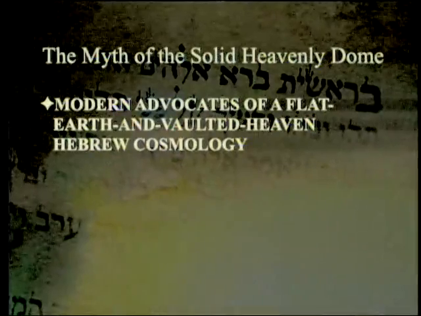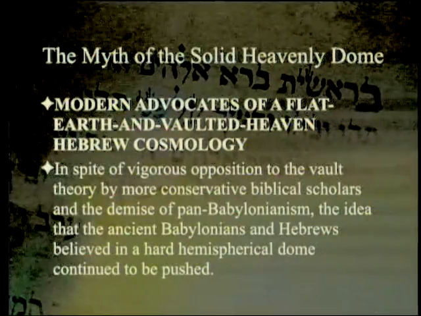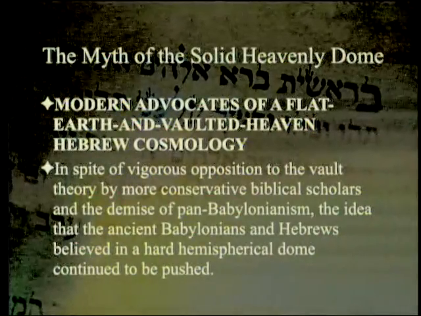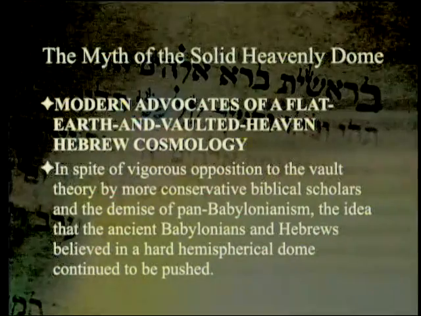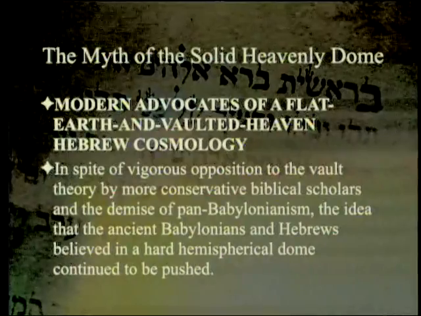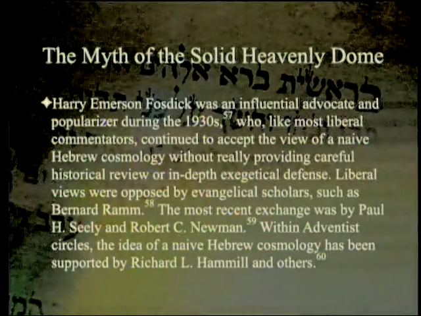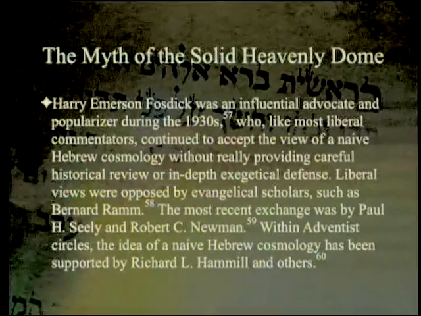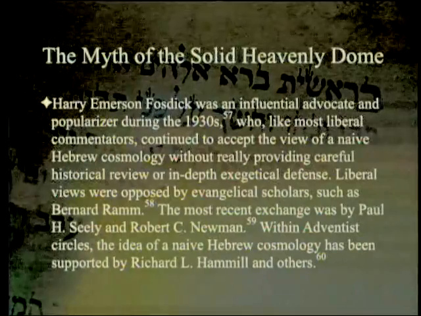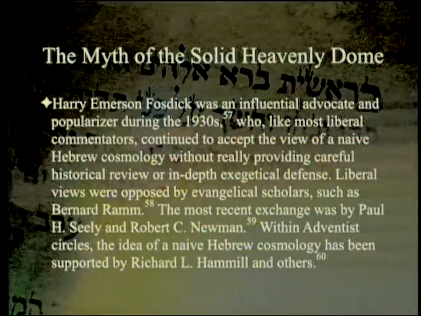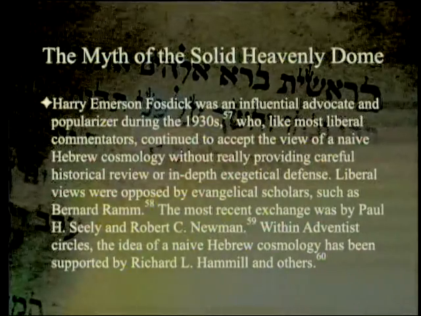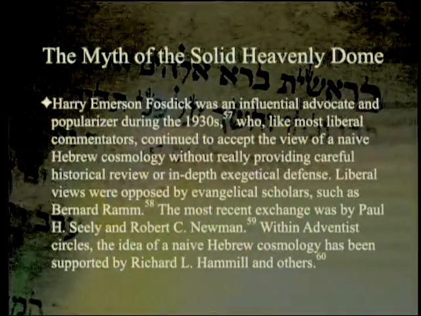Modern advocates of a flat earth and vaulted heaven Hebrew cosmology, in spite of vigorous opposition to the vault theory by more conservative biblical scholars and the demise of Pan-Babylonianism, the idea that the ancient Babylonians and Hebrews believed in a hard hemispherical dome, continued to push it. Harry Emerson Fosdick, some of you will have run into him, was an influential advocate and popularizer during the 1930s, who, like most liberal commentators, continued to accept the view of a naive Hebrew cosmology without really providing careful historical review or in-depth exegetical defense.